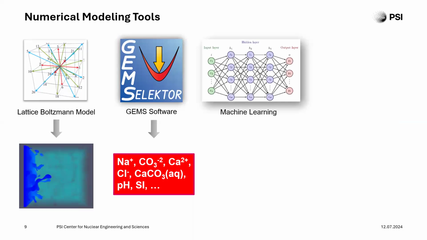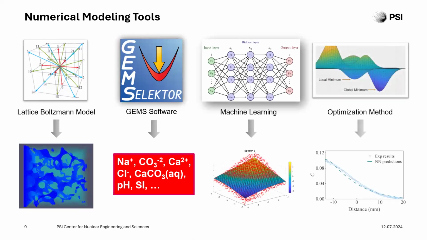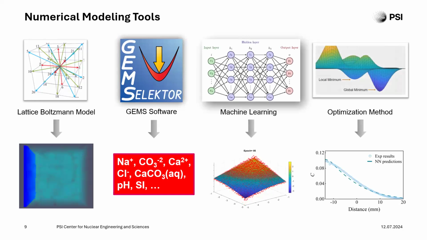And for the third tool, we will apply machine learning. Machine learning will be used here to significantly accelerate both the physics simulation and the chemistry calculations. And we're also using some optimization methods, which can help us to find the minimal difference between the experimental results and the numeric predictions.